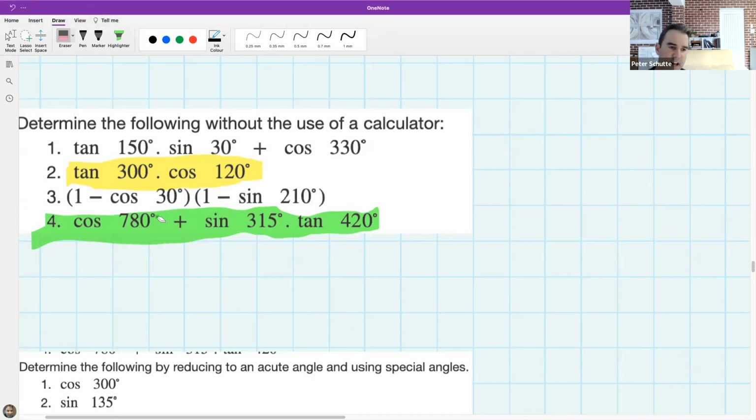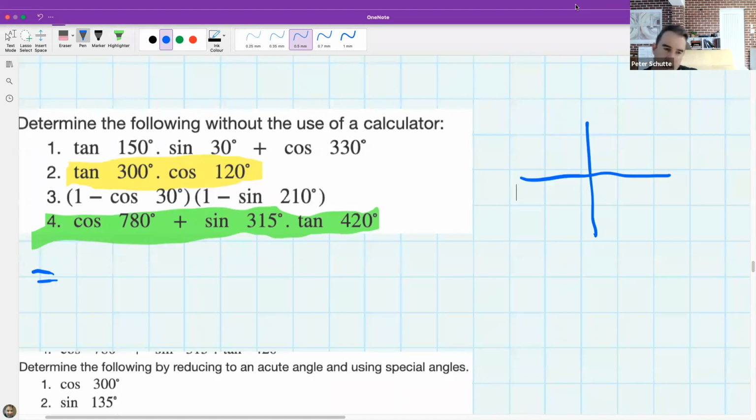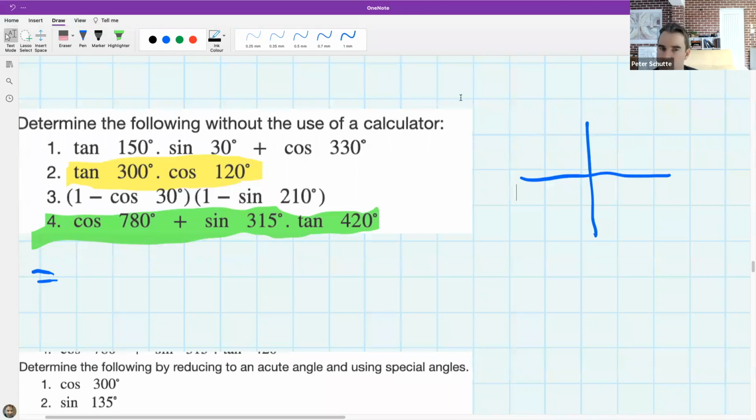Who has an idea for the cos of 780? What do we need to do for that? Maybe you can give us a tip in the chat, or you can put your hand up. How do we handle 780? Let's go to Chevagavazzo.